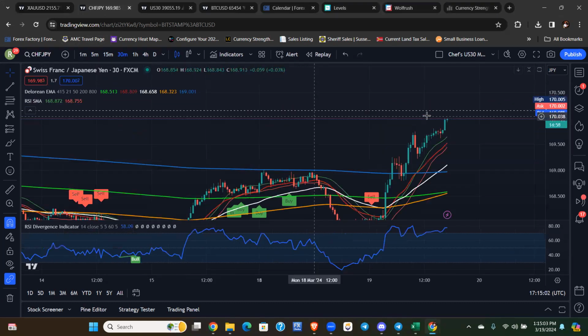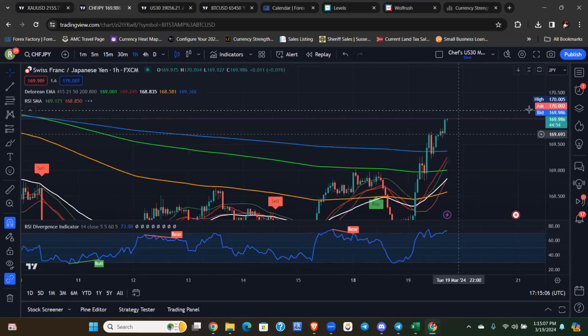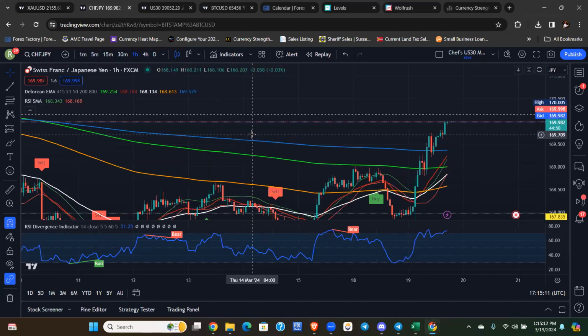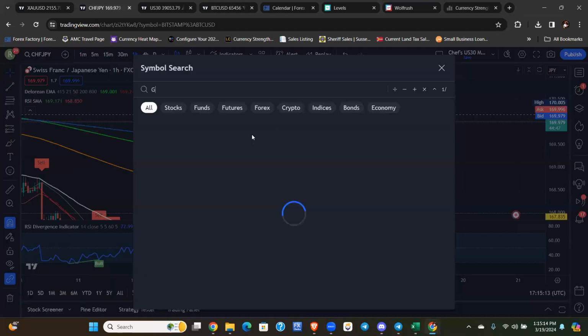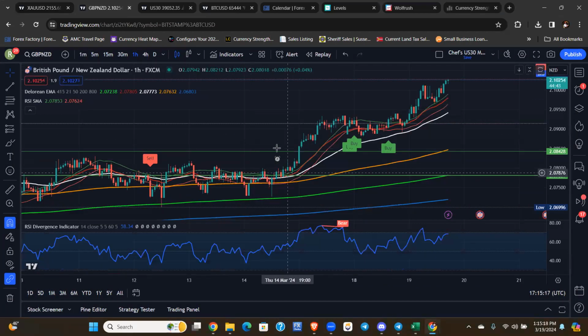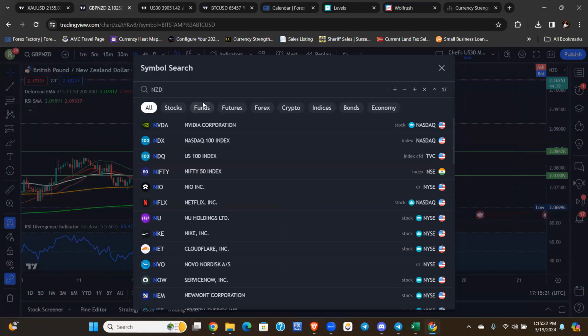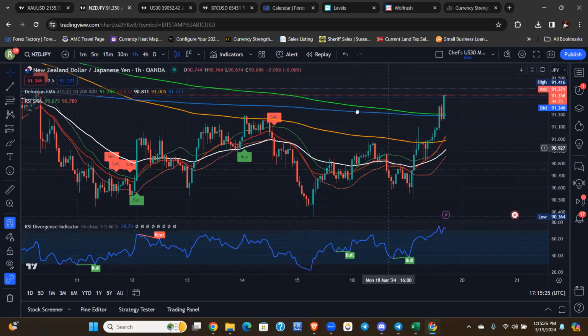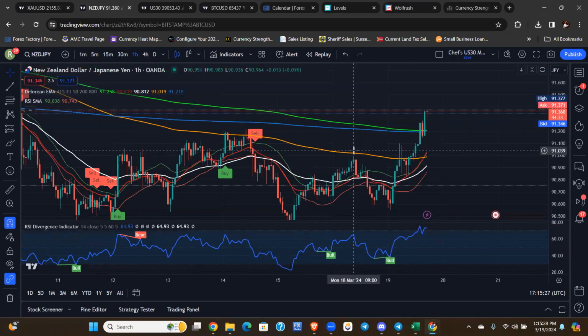So I'm gonna use CHFJPY. I don't think this is a currency that I have occasionally marked up. Oh, I guess it is one. Let me use something that's weird. Let me do GBPNZD. Let's see if I mark that up. All right, let me see. NZDJPY. Looks like I'd have marked everything. Okay, that's one. All right, I'll use NZDJPY for my example.